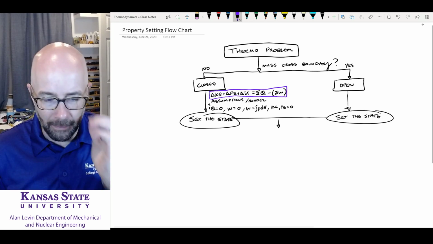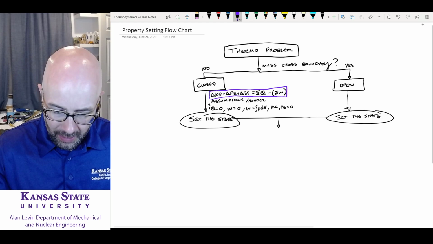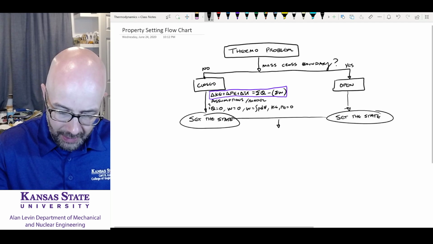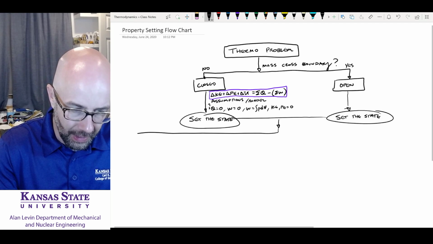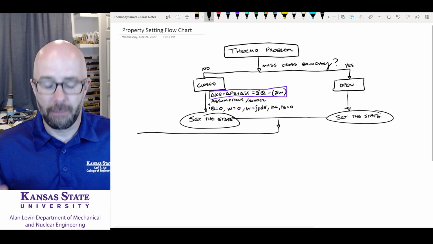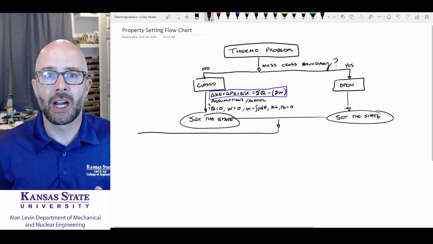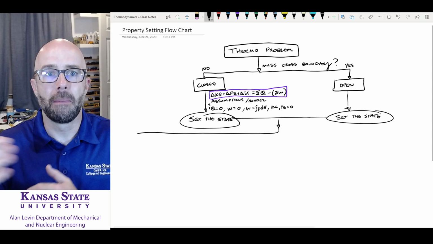Okay, now setting the state. Setting the state, there are some things that we can do. First thing let's look at, okay, what happens if we look at the state, and what we're going to do to set the state is we're going to draw our PV diagram or TV diagram, figure out where saturation is, and figure out if we're above or below that.